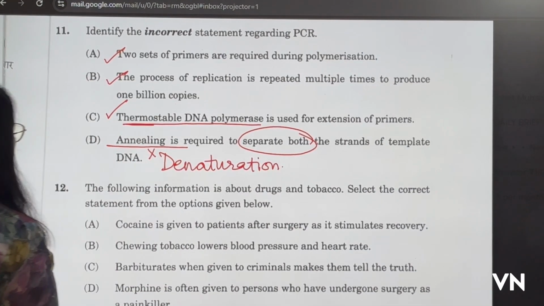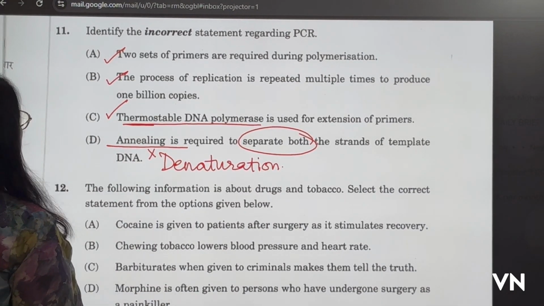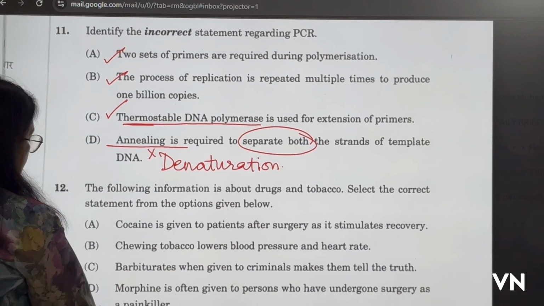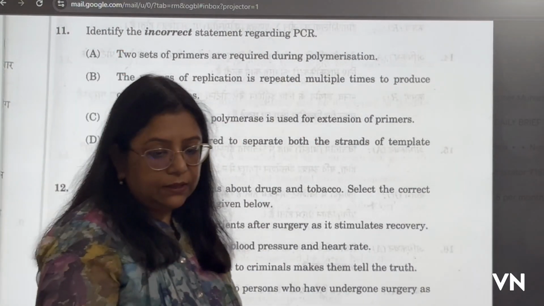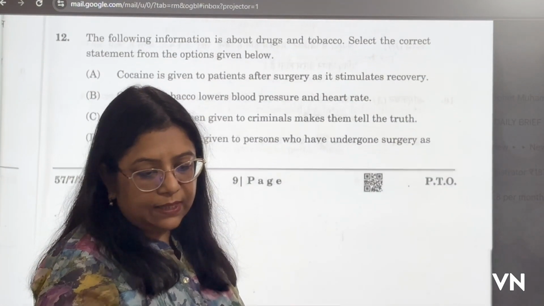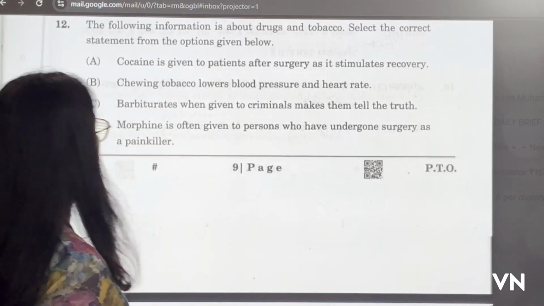Very high temperature is required. Next, the following information is about drugs and tobacco. Select the correct statement from the options given below.